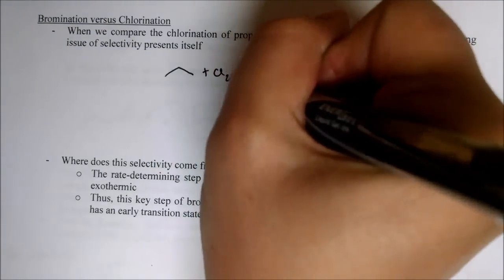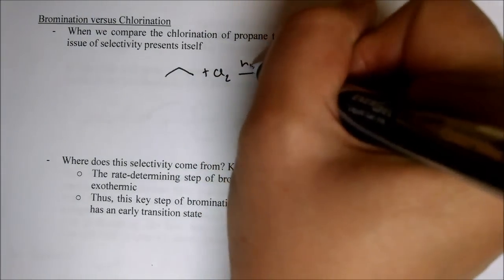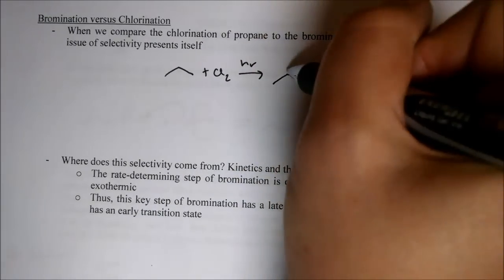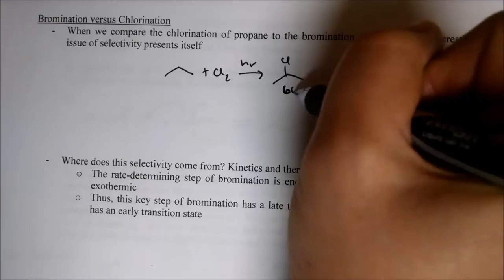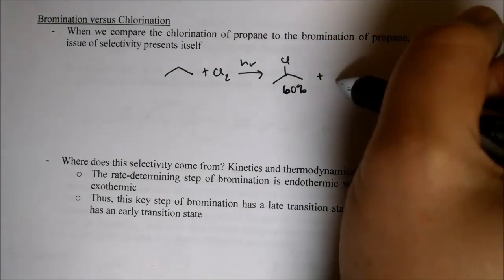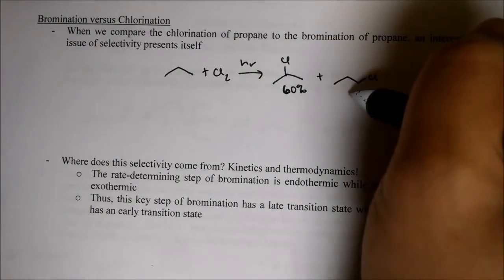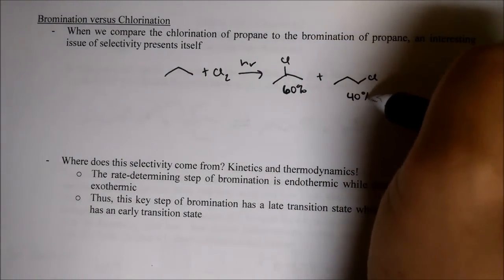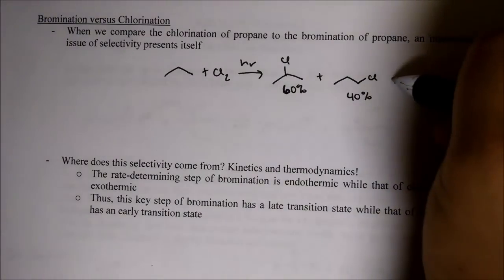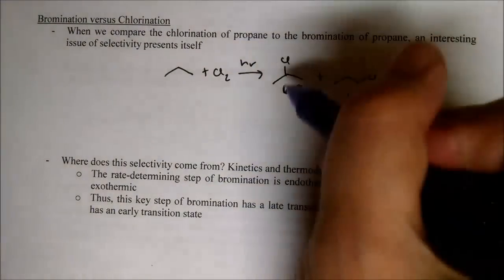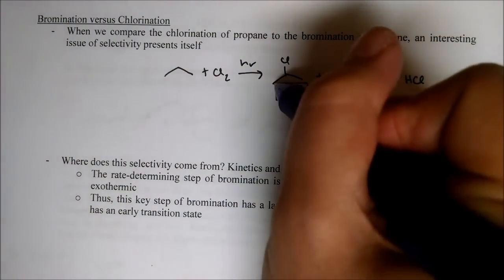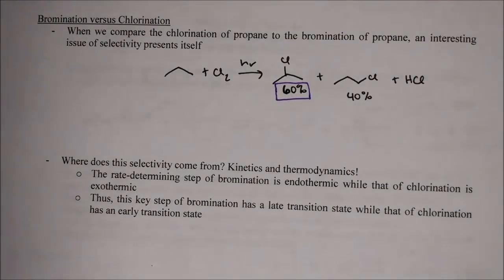So when we take propane plus chlorine, again, we throw in some H nu, we get 60% of this guy and 40% reacting with that primary hydrogen, forming the primary radical. We do make HCl, but importantly here, this guy is our major product. Okay, he's the most abundant.